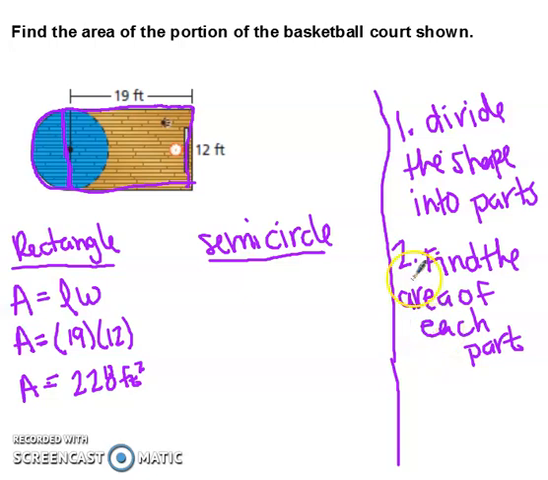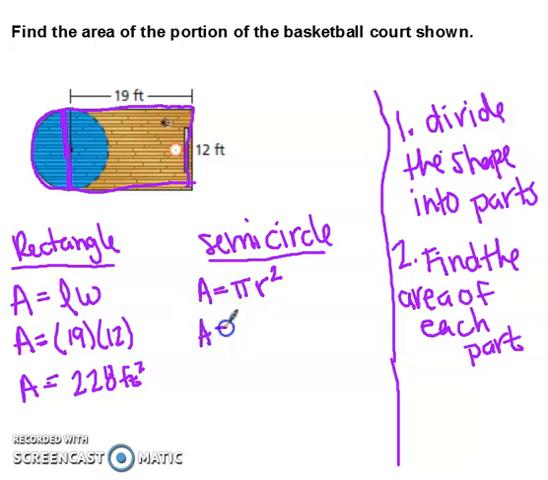Next, let's find the area of a semicircle. We've got the formula. A is pi r squared, and area is pi r squared. They gave us the diameter, or the distance all the way across the circle, which isn't helpful for area. We need the radius. So if the diameter is 12, our radius is 6.